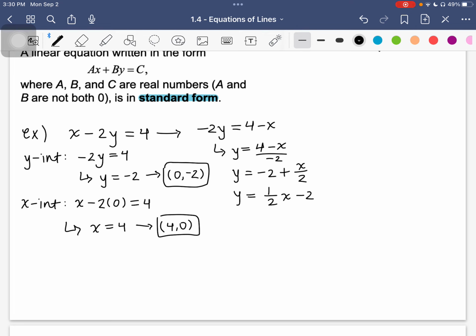All right, and the reason why we rewrote our standard form into this form is because this is now in slope-intercept form, which is what we saw in the last video, which was y is equal to mx plus b. And so m, or 1/2, is our slope here. And then this negative 2 is our b, which is also known as our y-intercept.